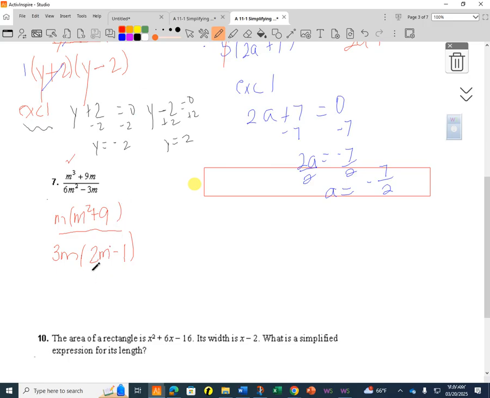So now we find our excluded values before we cancel anything. We have two factors that have variables in them. So we set the 3m equal to 0, and we set that 2m minus 1 equal to 0. Undo multiplying by dividing, so now we know that m can't be 0. So just two-step, we'll undo the subtracting by adding. Undo the multiplying by dividing. So we know our other excluded value would be 1/2.